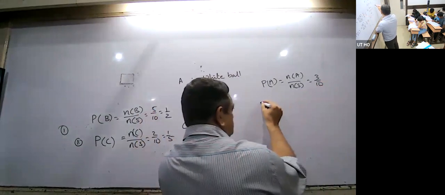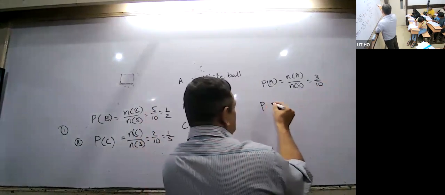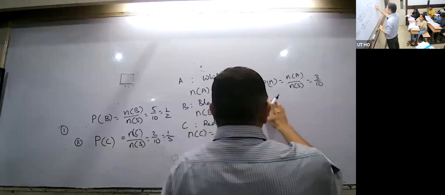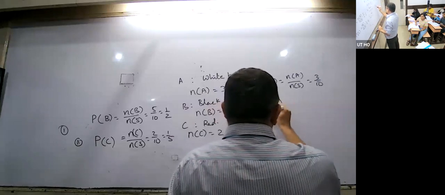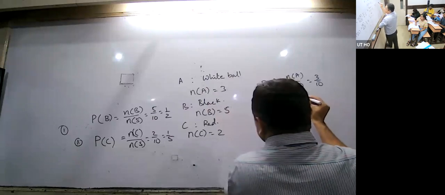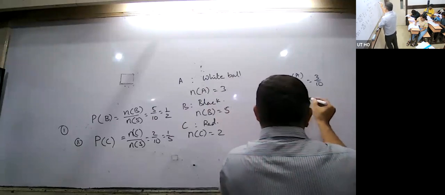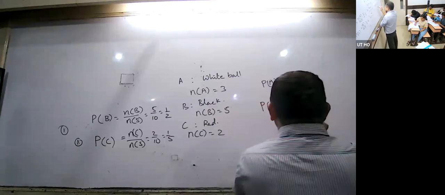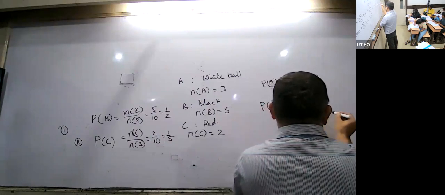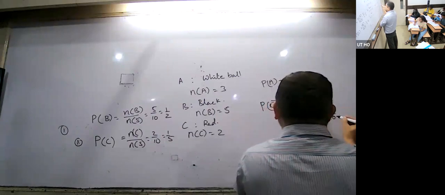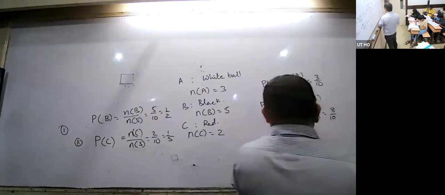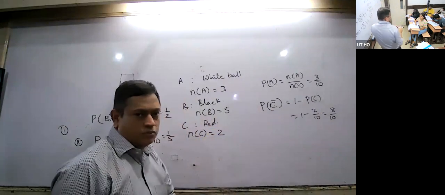Fourth one. Not a white ball. That means not a red ball, so it is P of C bar. That is equal to, either you can write directly, or you can write 1 minus P of C. That is 1 minus how much? 2 by 10. Yes or no? 8 by 10, 4 by 5. Or directly count, add both of them, 5 plus 3.